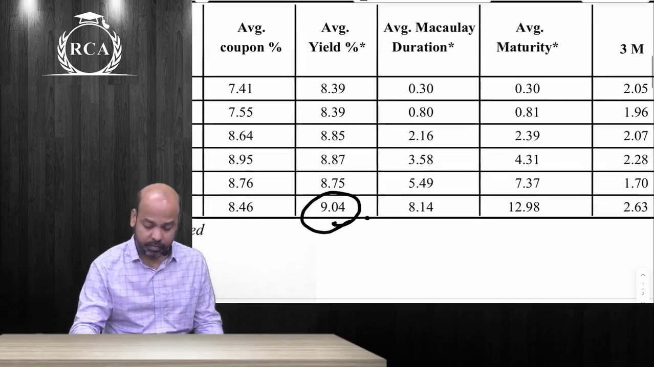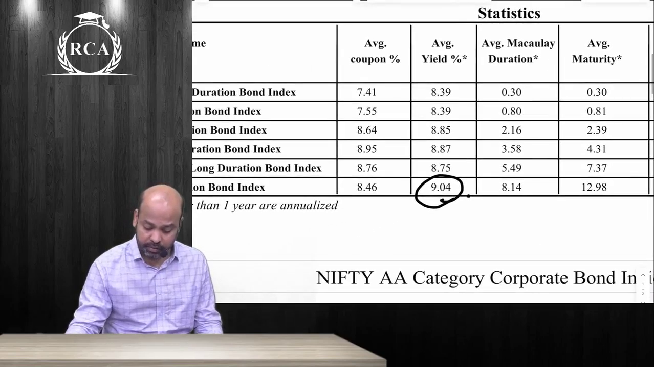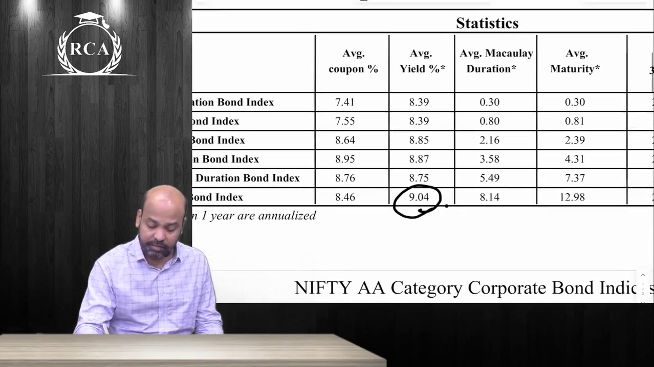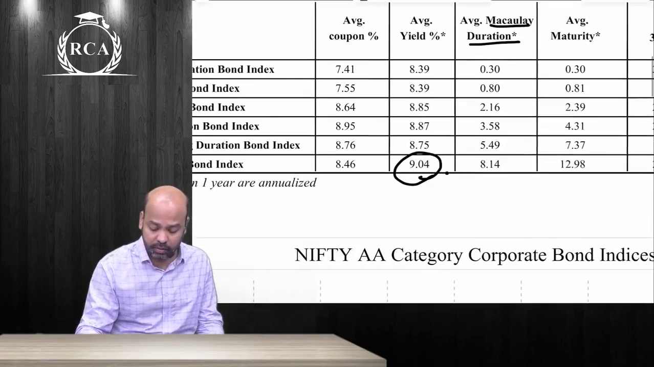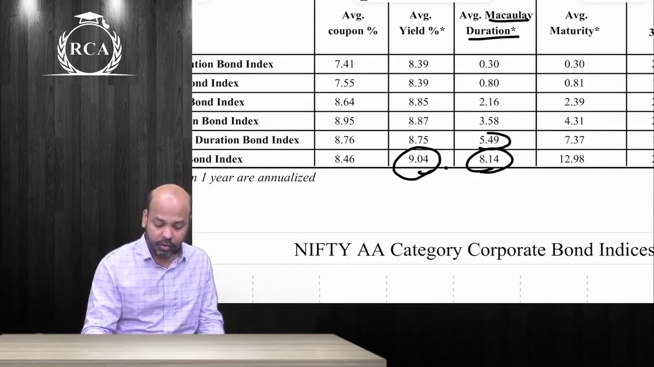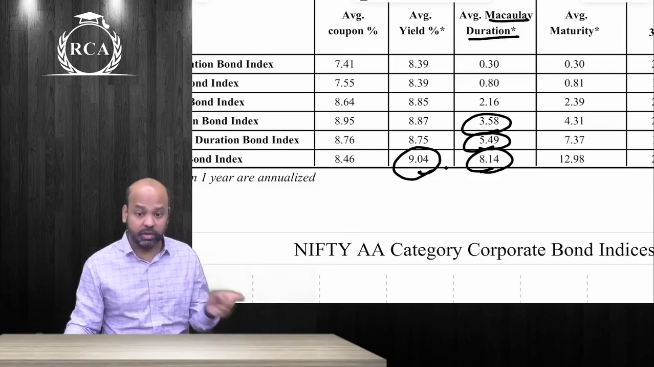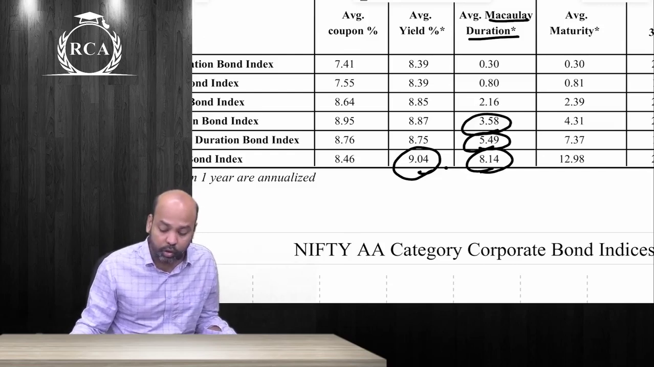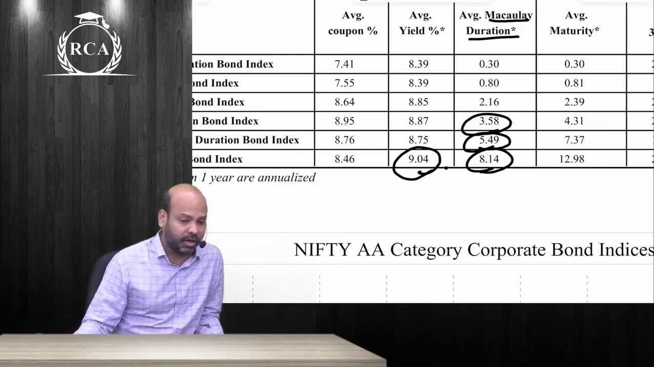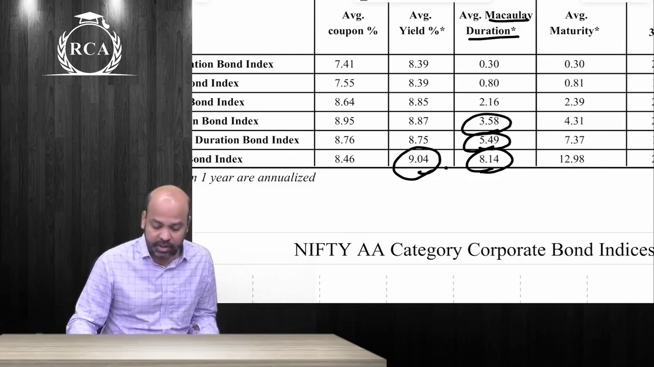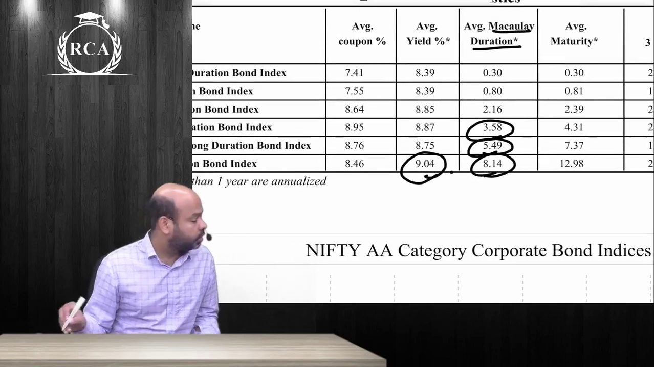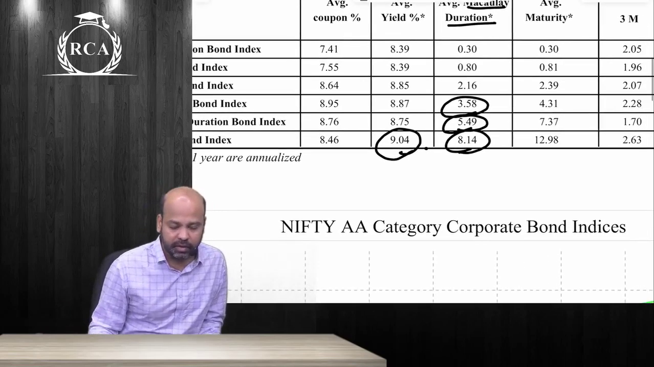Here it says long term bonds, but the average duration, Macaulay duration, is 8.14 years, 5.49 years, 3.58 years. If I invest in the bond for a period exactly equal to 3.58 years, I will be protected against both interest rate changes and price, that is, price risk and reinvestment risk.